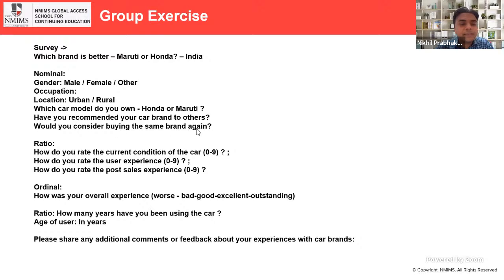It is good to see this question: would you consider buying the same brand again? This is actually an NPS question. And the other part is, have you recommended your car brand to others? That is also a strong indicator of the NPS part. Of course, you have had more qualifying questions as well, which is in terms of which is the better brand and how do we define that, what is the meaning of a better brand. This actually should be defined from the market research perspective.